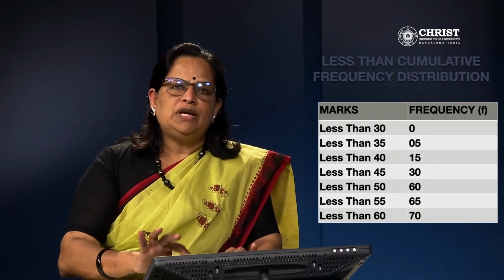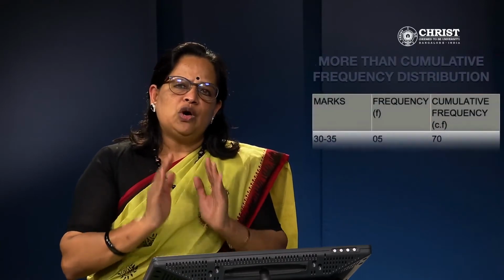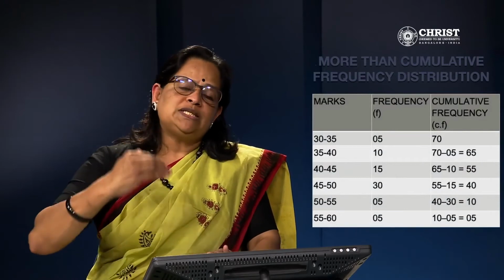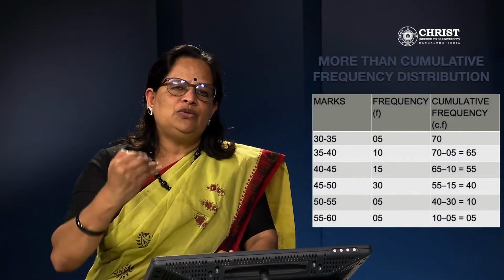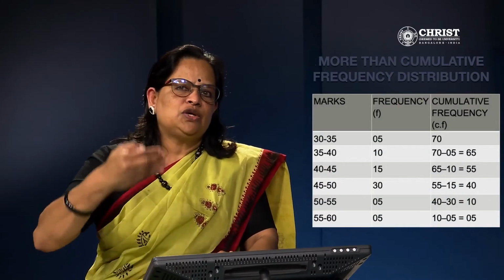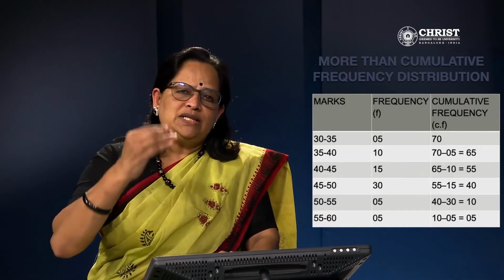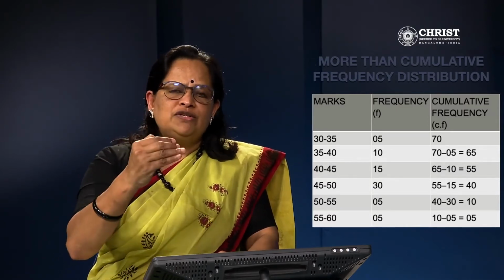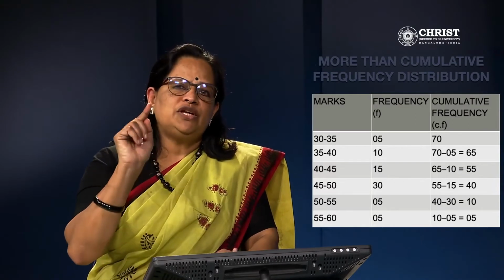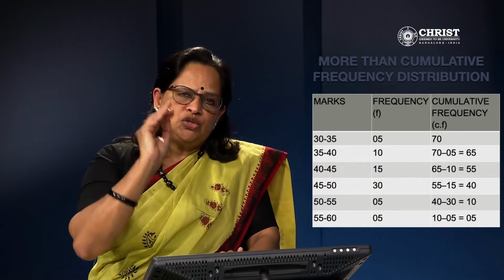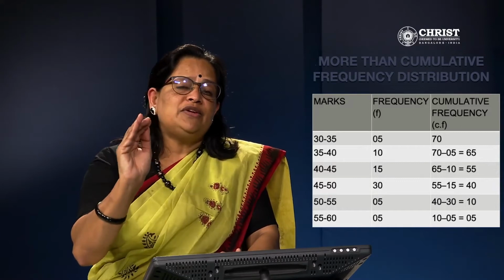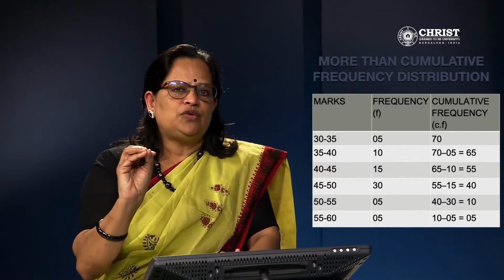Now the upward cumulative frequency distribution. So the more than cumulative frequency distribution, how are we going to show that? This will start with the total of the frequency values. Then you keep subtracting the values of each frequency. So that is 30 to 35, 5 is the frequency. Total cumulative frequency will be 70, because students who got more than 30, 70 students are there. So that will be the first frequency.